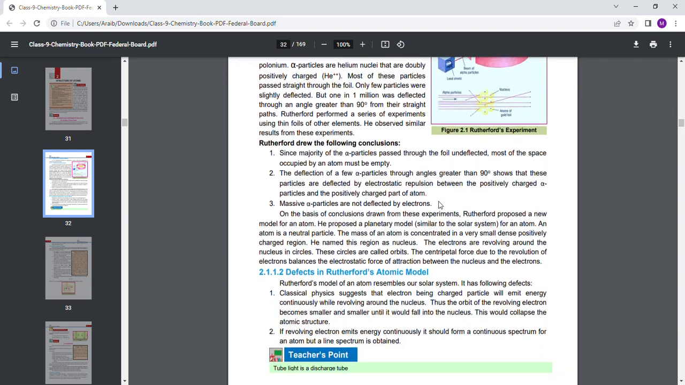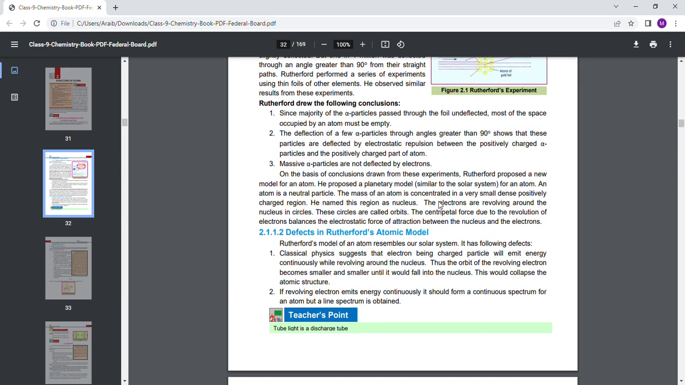Rutherford drew the following conclusions. Number 1: since the majority of alpha particles passed straight through the foil, most of the space occupied by an atom must be empty. Second, the deflection of a few alpha particles through angles greater than 90 degrees shows that these particles are deflected by electrostatic repulsion between the positively charged alpha particles and the positively charged part of the atom. Third, massive alpha particles are not deflected by electrons.